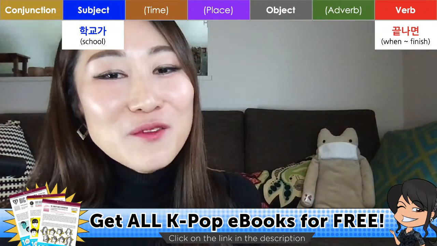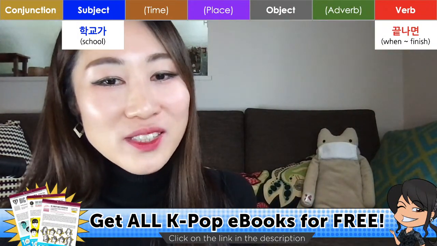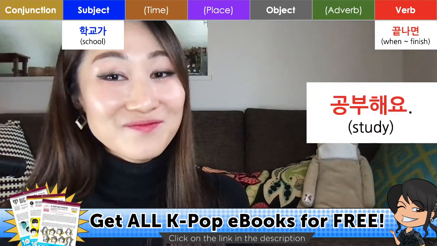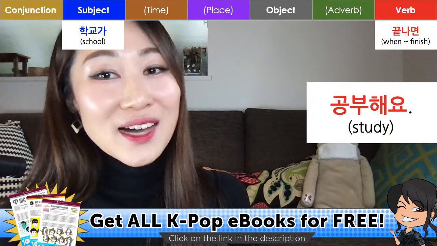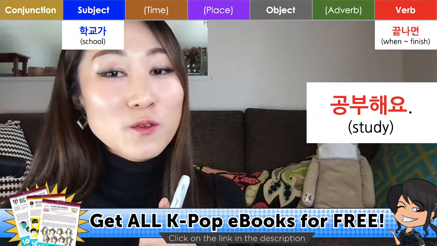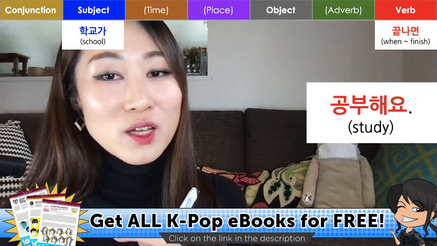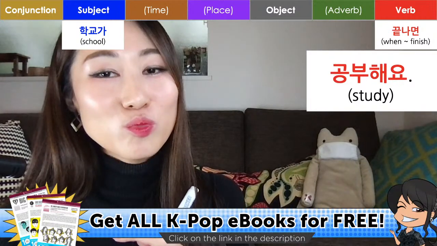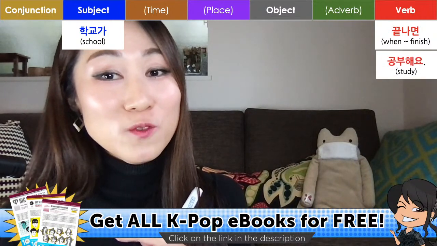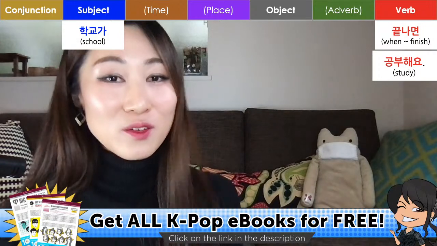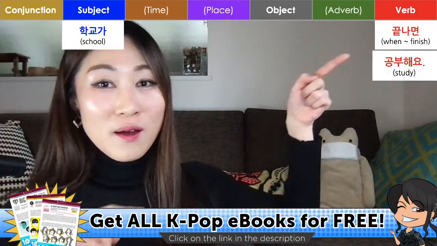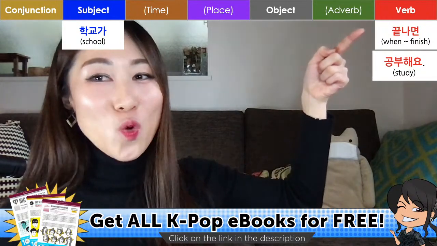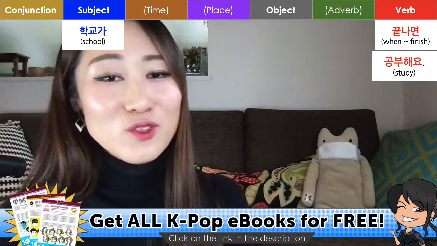Now, let's make an even longer sentence. I want to say, when school finishes, I study. Then you can say, 학교가 끝나면 공부해요. 공부해요 is also a verb, right? So I'll put it at the end. 학교가 끝나면 공부해요. When my school finishes, I study. Do you want to make it even longer?